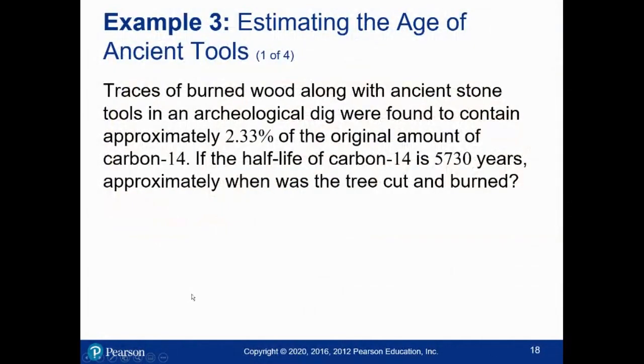So traces of burned wood were found to contain 2.3% the amount of carbon-14 that was originally present, which has a half-life of 5,730 years. So approximately when was the tree cut and burned? This is a pretty standard carbon-14 dating problem. So just a minor bit of information.